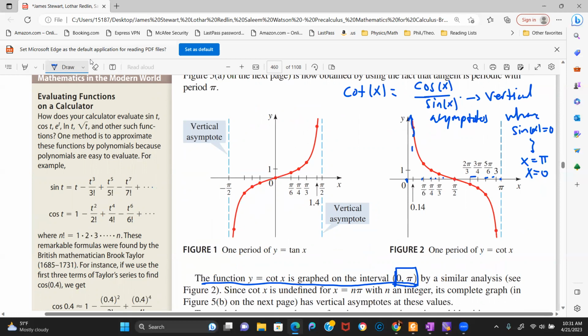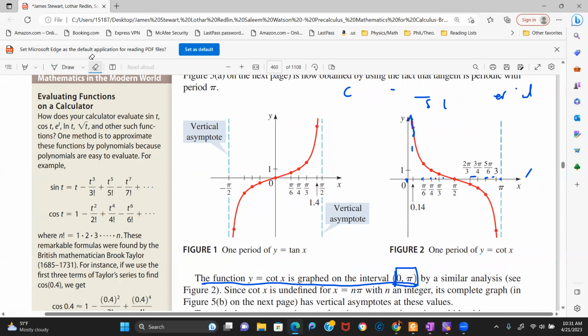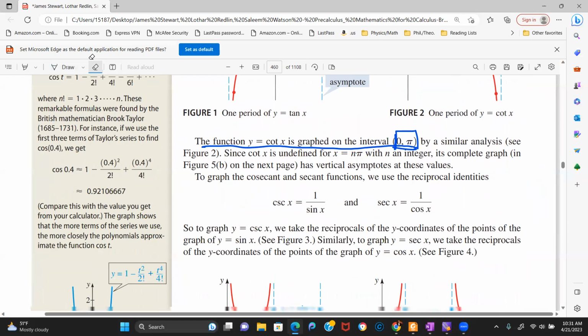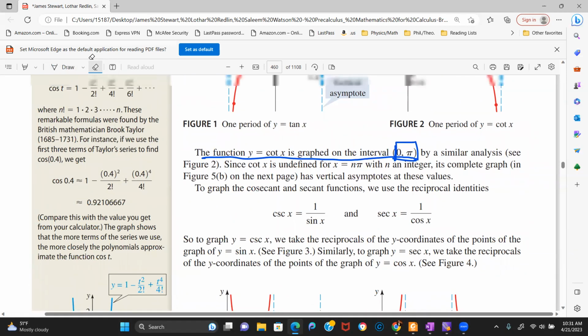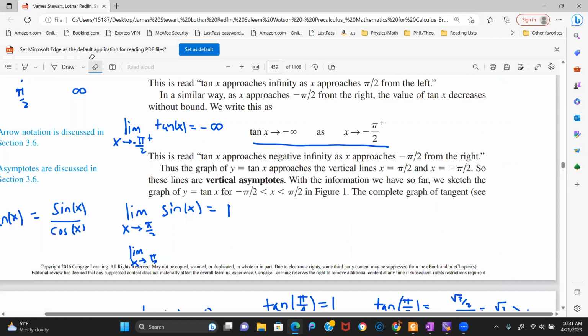All right. Yeah, I actually didn't need to erase that, but whatever. All right, so let's see what's next.